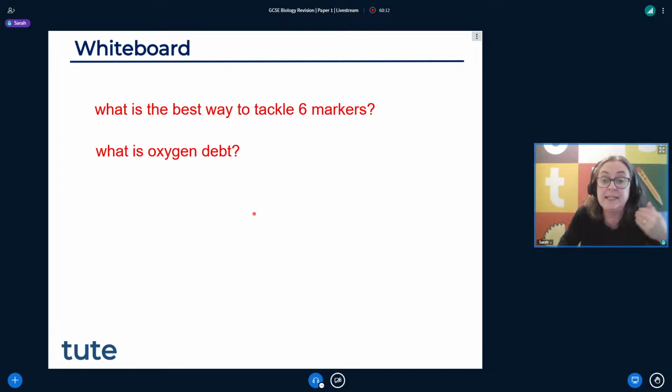That oxygen debt is basically what you owe your body in terms of oxygen. It provides the oxygen that you didn't have enough of when you were doing your exercise. I hope that makes sense.